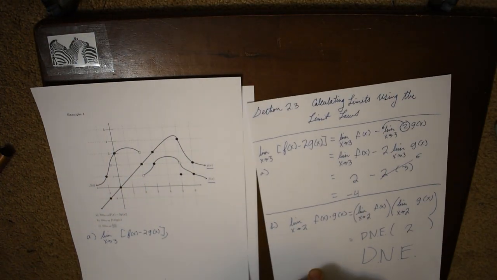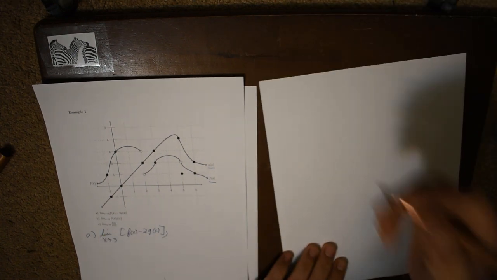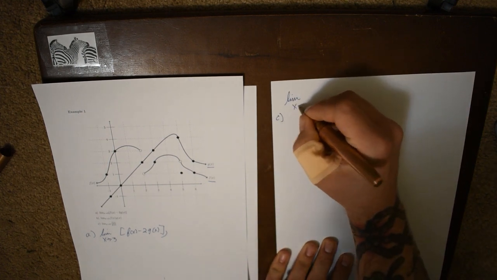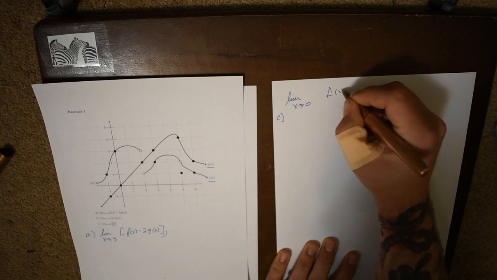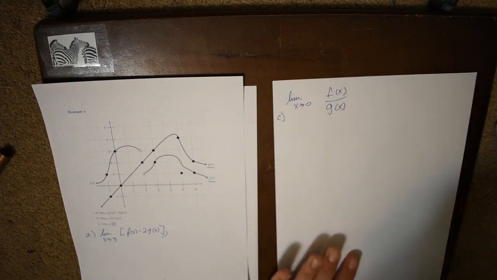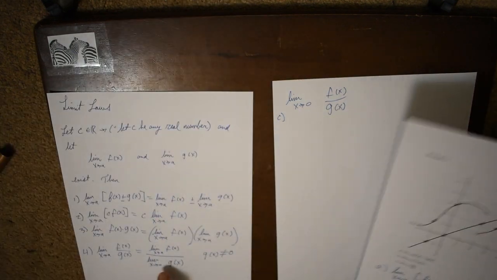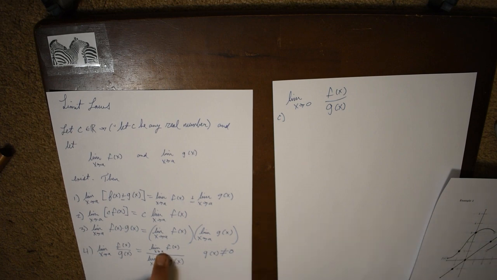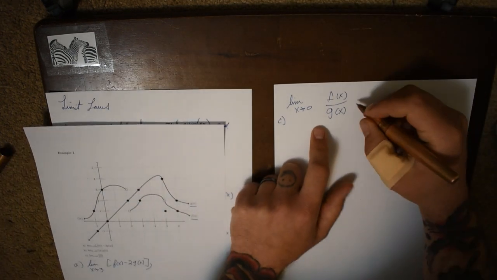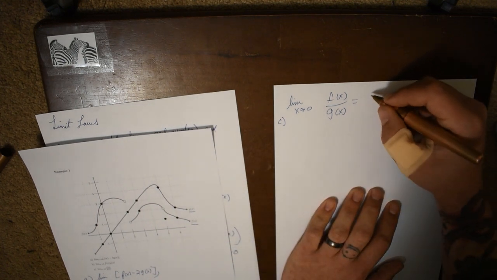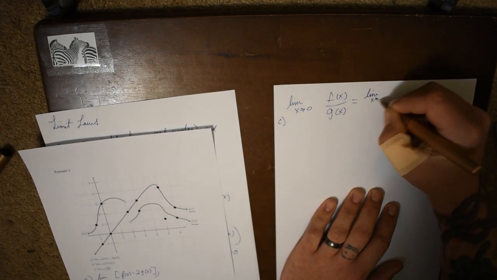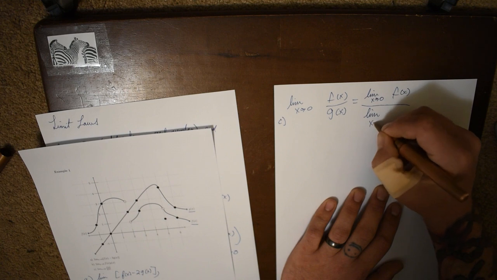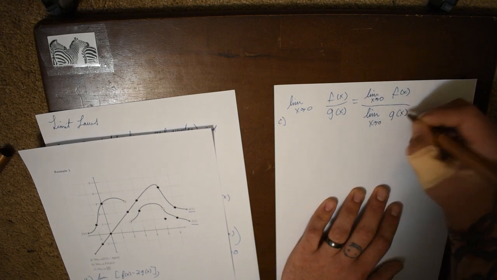Cool. So, for the final one, let's talk about the limit, and this is c. The limit as x goes to 0 of f of x divided by g of x. Well, this is that last limit law coming into effect. The limit of the quotient is equal to the quotient of the limits. That means we can rewrite this as the limit as x goes to 0 of f of x divided by the limit as x goes to 0 of g of x.